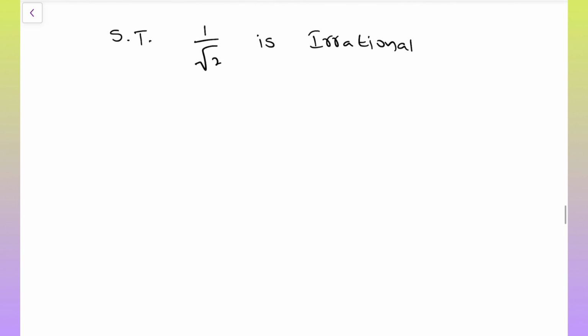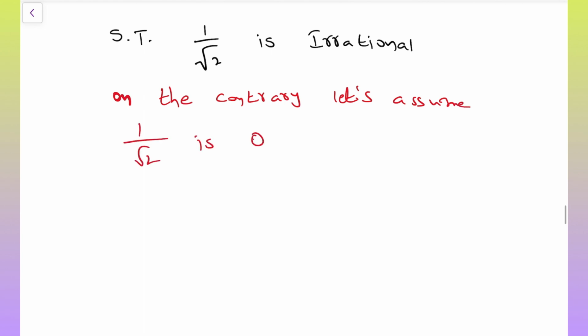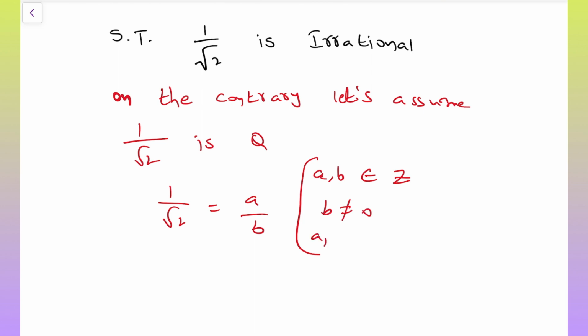Show that 1 by root 2 is irrational. First statement as usual, on the contrary, let us assume 1 by root 2 is rational. So 1 by root 2 is rational means we can write it as 1 by root 2 is equal to a by b, and the conditions are a, b belong to integers and b not equal to 0, then a, b are co-primes.